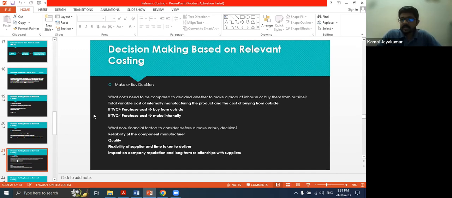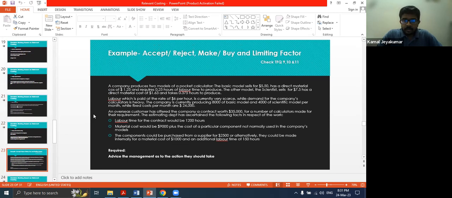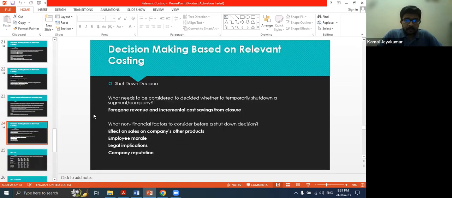But from a financial perspective, what we discussed is how you decide whether to make in-house or buy outside, right? Then limiting factor decision making: we saw how to prioritize the products and come up with a product mix so your contribution per limiting factor is maximized. So we did questions on that.